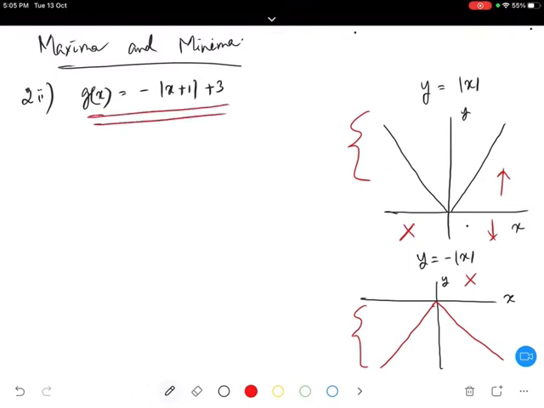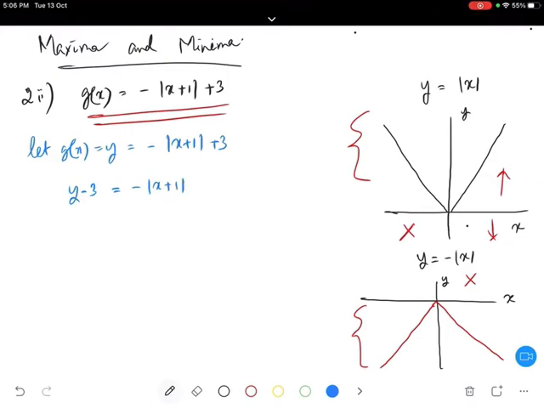First I will let g(x) is equal to y, and that is equal to minus of mod (x plus 1) plus 3. Now I will take 3 that side. So what do we have? y minus 3 is equal to minus of mod (x plus 1).